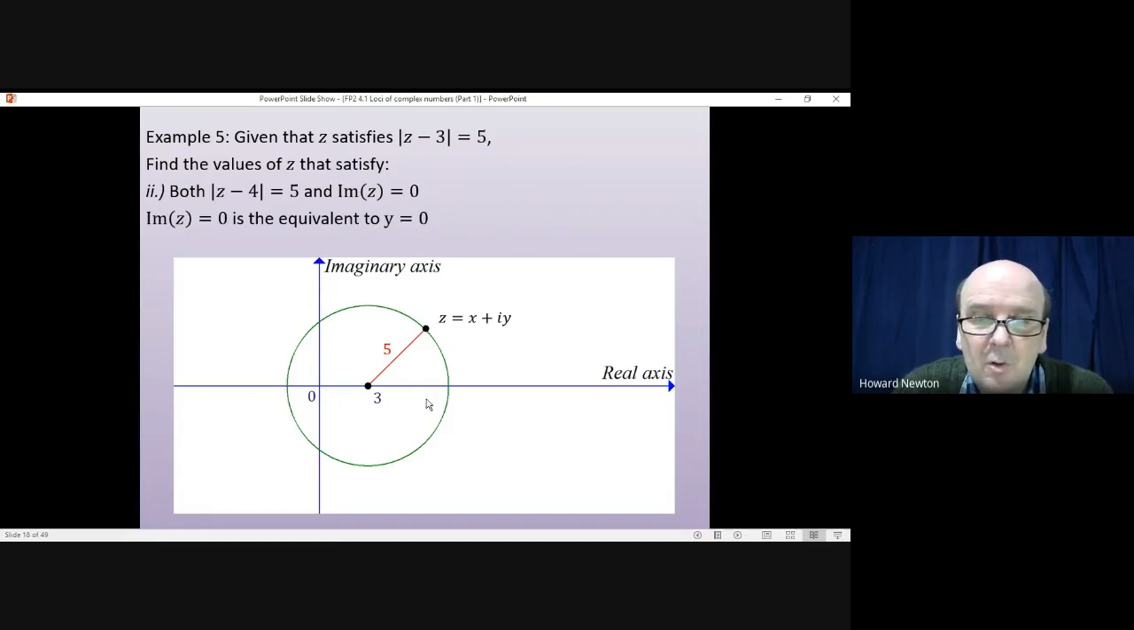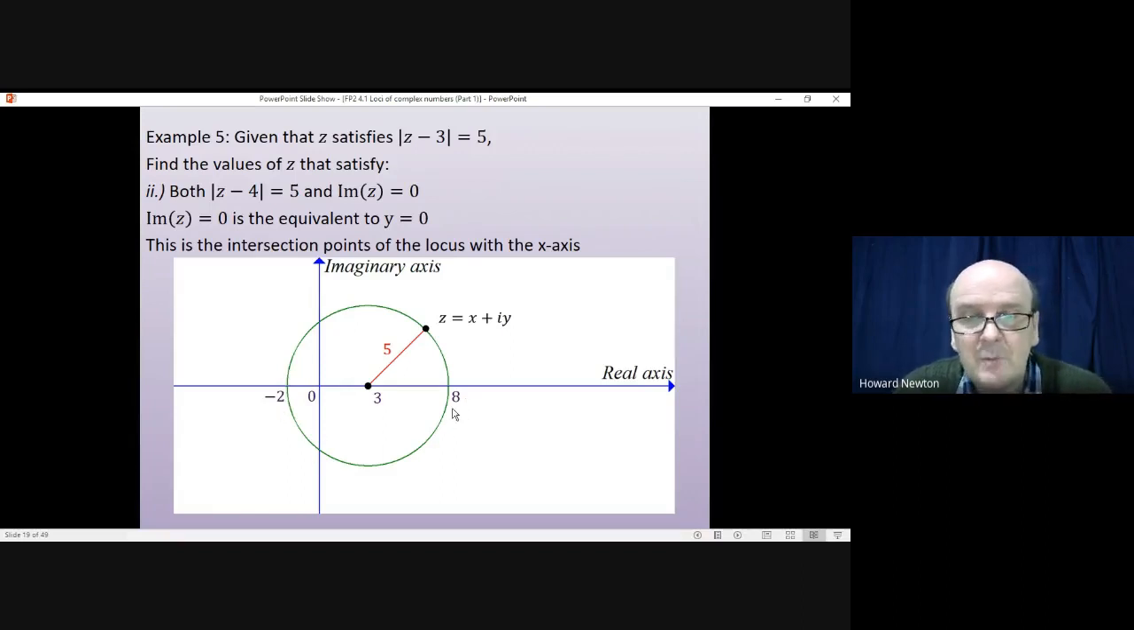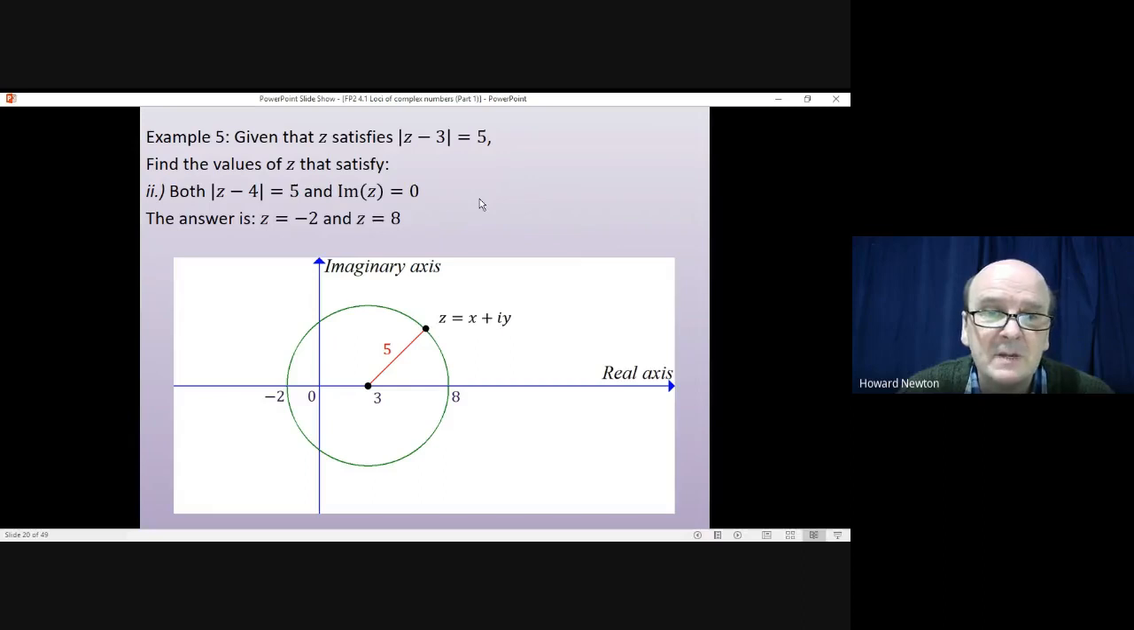Now, if y equals 0, we're going to get these two crossing points on the x-axis. So if the imaginary part of z is 0, we're talking about the intersection points of the locus with the x-axis. And there'll be one point here at -2, and there'll be one point here at 8. And we know that because the radius of the circle is 5. So 3 plus 5 gives us the 8, 3 take away 5 gives us the -2. Part 3 says something very similar. First of all, you just write down the answer, and in complex number form, you'd say z equals -2 and z equals 8. There is no imaginary part.